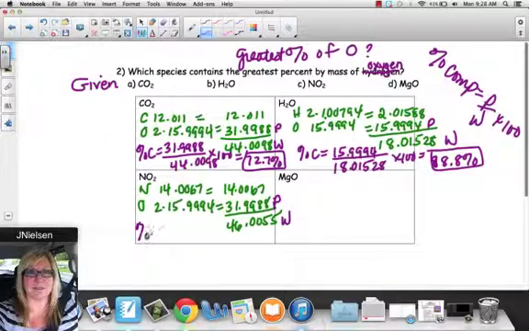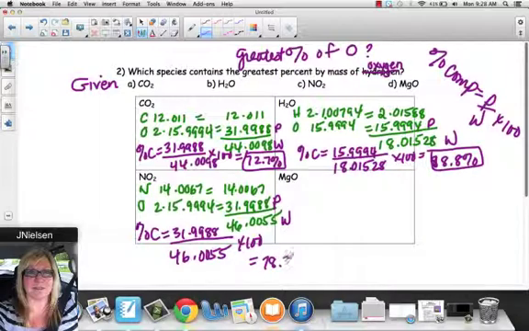So we've got percent O equals 31.9988 over 46.0055 times 100. And when we do the math on that, we get 78.3%. So oxygen in the water is still winning.